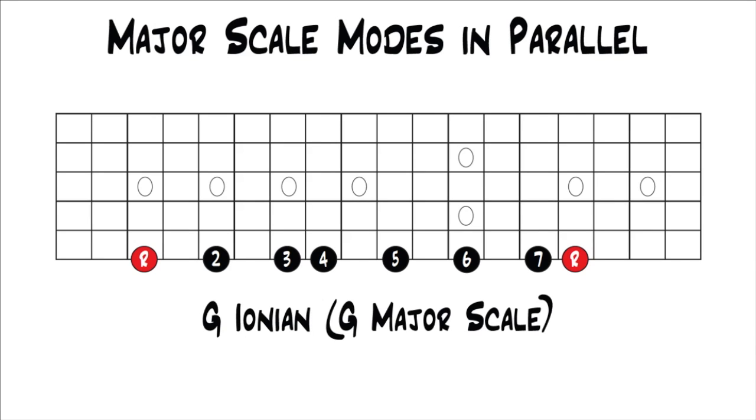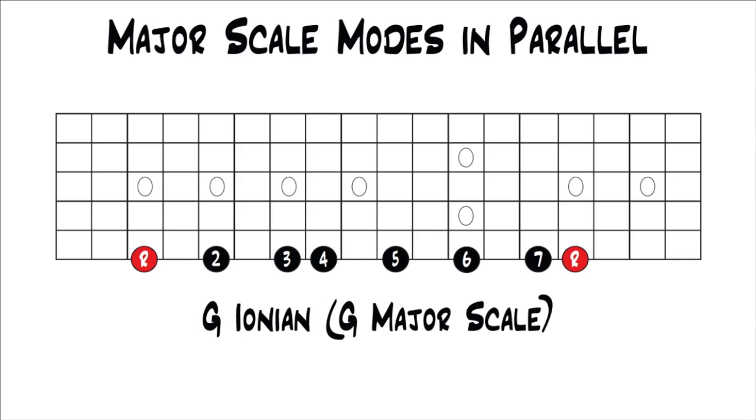So in the last lesson, I talked about modes in series, and I explained how that was just taking one major scale, for example, the key of C, and then building your modes out of that C major scale. So every mode had the exact same notes as the C major scale, which is a parent major scale.